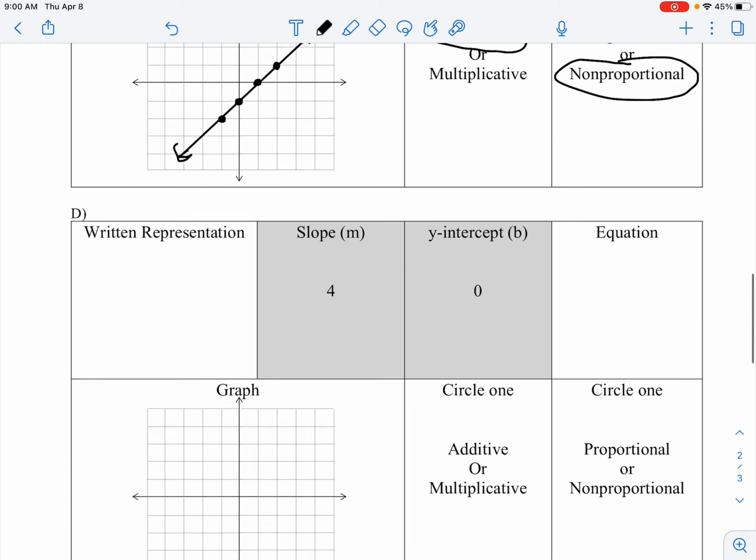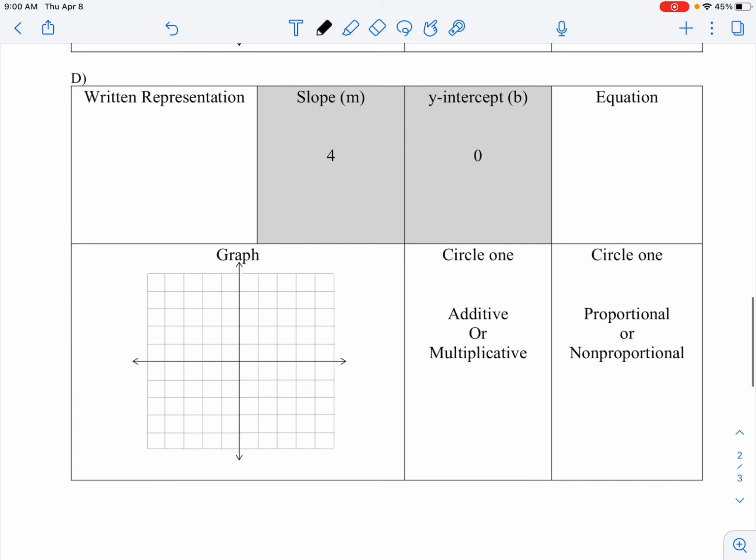Alrighty, and finally here we're given the slope and the y-intercept. So let's start with, remember we're doing a table here. So let's start with the equation since we're given the pieces. So y equals, remember, slope is m, so that goes right before our x, 4x, and our y-intercept is 0. So I don't really need to write plus 0 because that's not going to change anything. So we just have y equals 4x.